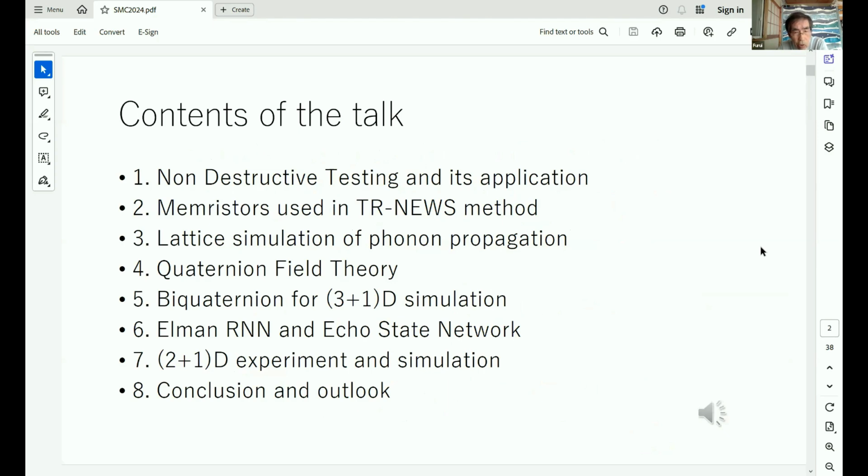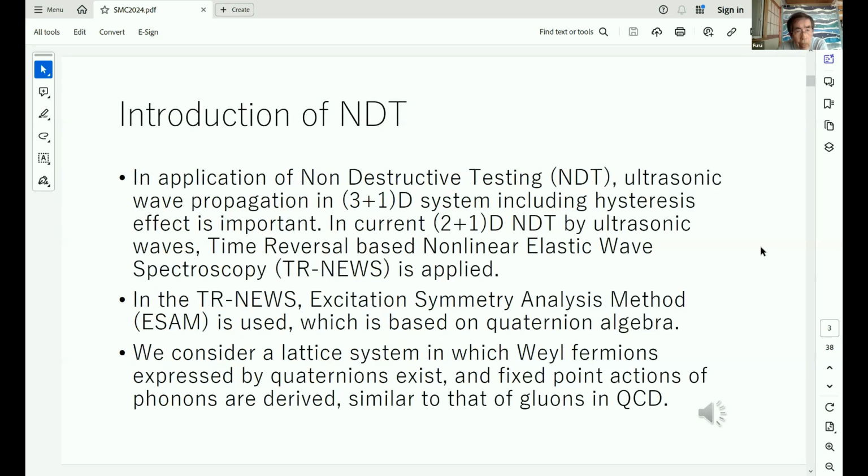and memory stars used in TR news. This is a method used. And lattice simulation of phonon propagation, and Quaternion Field Theory, and biquaternion for 3+1 dimensional simulation, and Elman Recurrent Neural Network, and echo-state network, and 2+1D experiment and simulation. In conclusion, and outlook will give the last part.